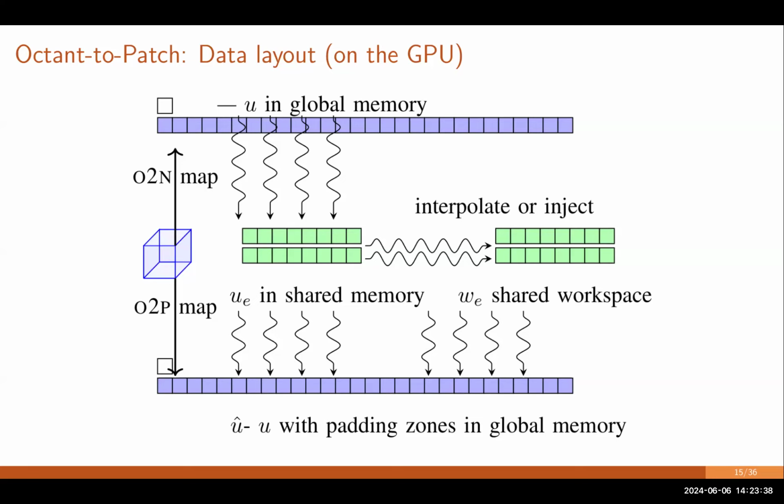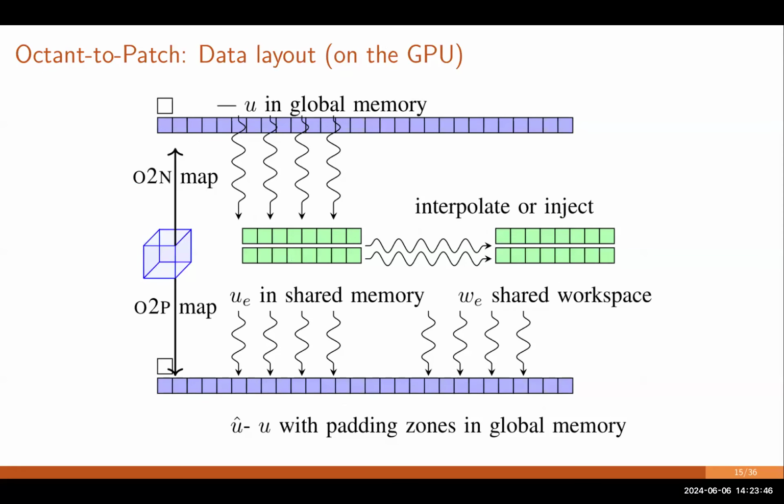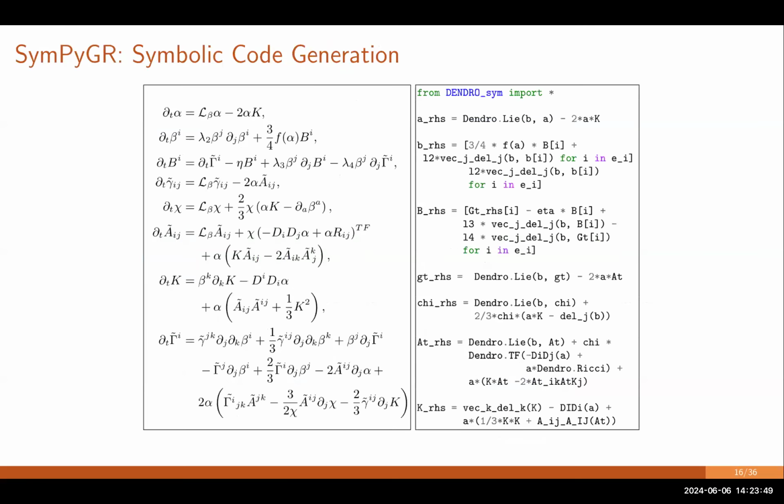So that's basically how we implemented the octant-to-patch computation. Now I'm going to talk about how to evaluate the right-hand side, which is using our symbolic code generation framework called SymPy-GR. I've shown here the BSSN equations and how these equations are written in SymPy-GR.